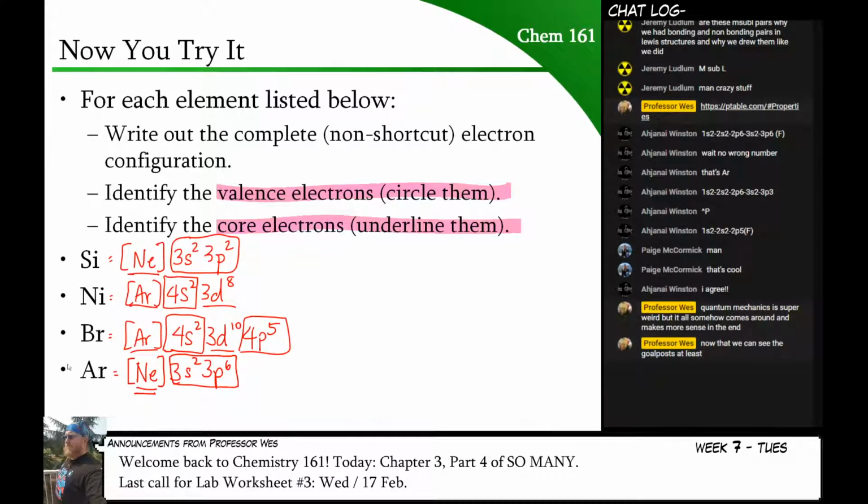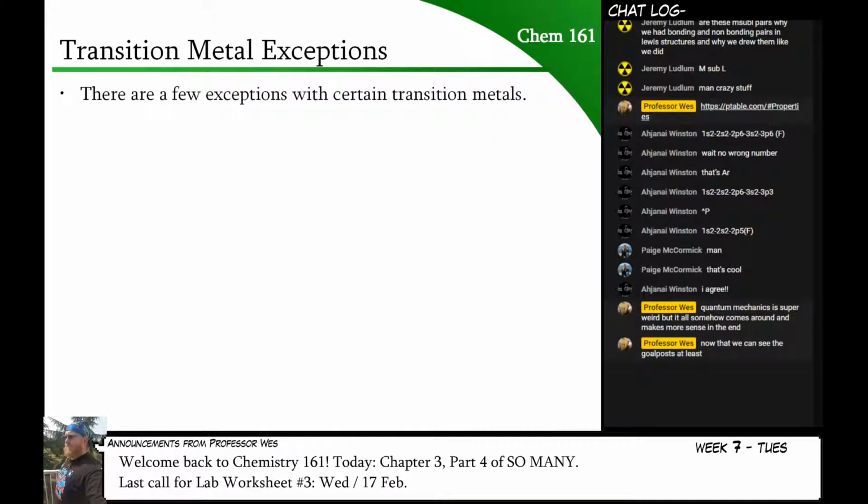All right. Now that you are experts at writing out electron configurations and drawing them in a picture, let's talk about the weird random exceptions that exist. Not all elements fill exactly following these rules. There's a slight deviation for some of them. And here's what we observe. These exceptions occur with transition metals, and these are the ones that we're going to care about.